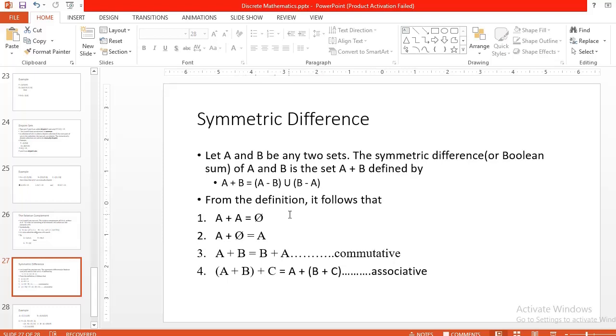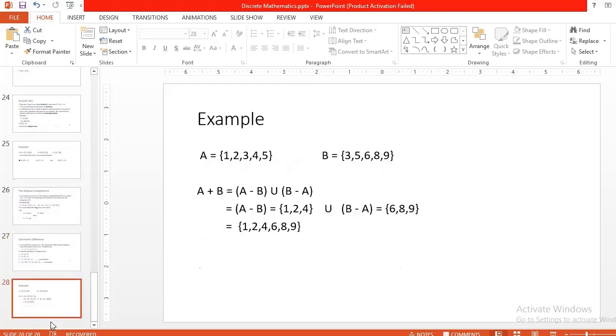From the definition of the symmetric difference, it also follows, like union and intersection: A symmetric difference A is equal to phi. A symmetric difference phi is equal to A. A symmetric difference B is equal to B symmetric difference A, so it follows the commutative law. And fourth, A symmetric difference B, symmetric difference C is equal to A symmetric difference, in brackets, B symmetric difference C, and it follows the associative law.